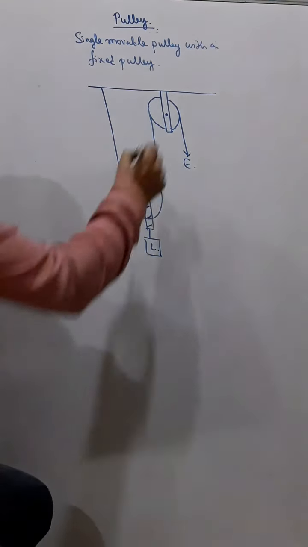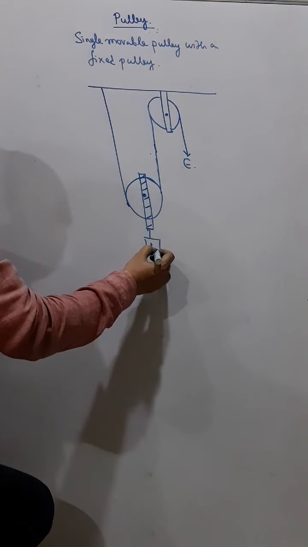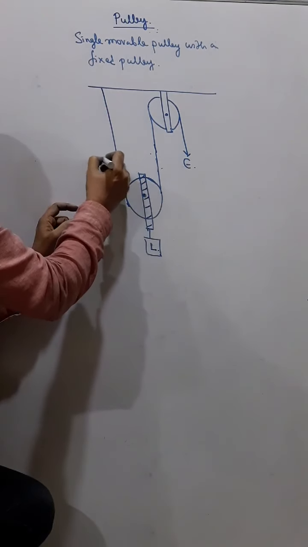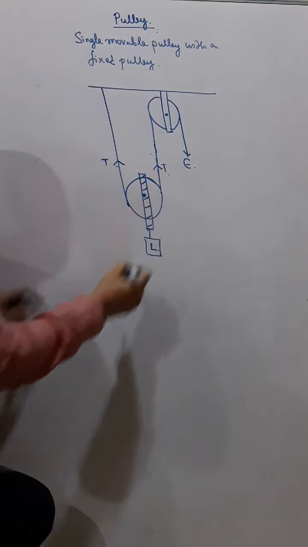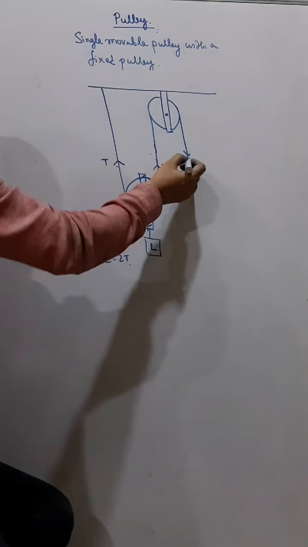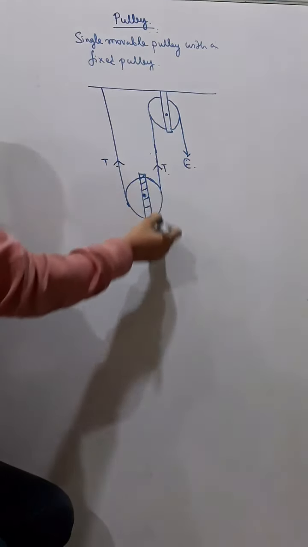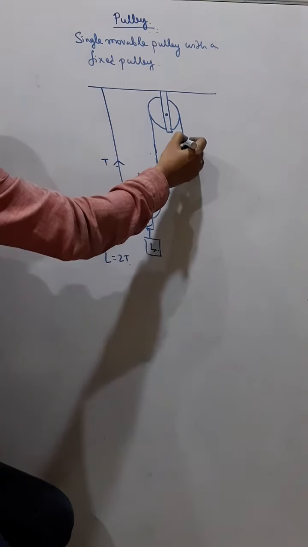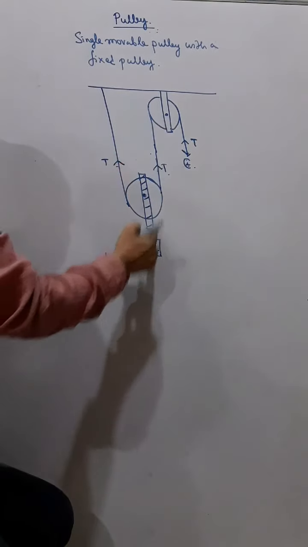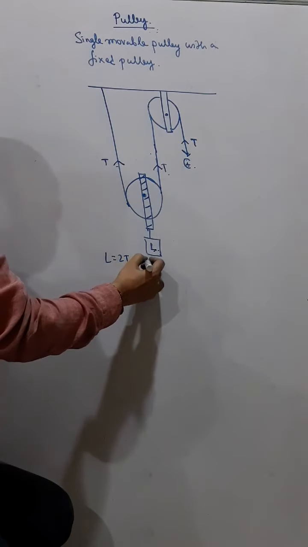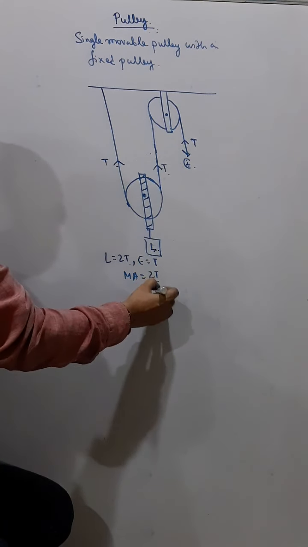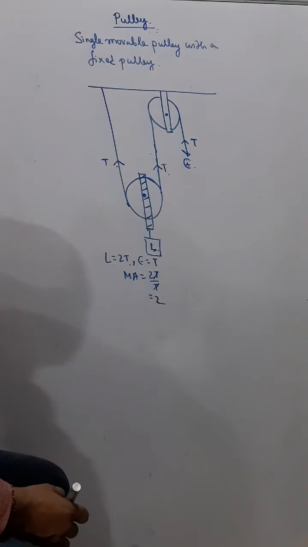So there will be no change in mechanical advantage, because try to understand, if this is the load, the total weight of the load will be divided into these 2. So one tension will be produced here and one tension will be produced here. So we have L equals 2T. And this effort will only lift half of this weight. So naturally, due to this effort there will be only 1T. So effort is T. So mechanical advantage is 2T by T. So we are getting mechanical advantage 2.